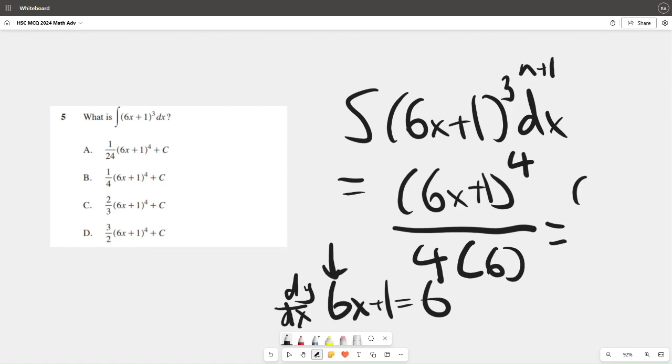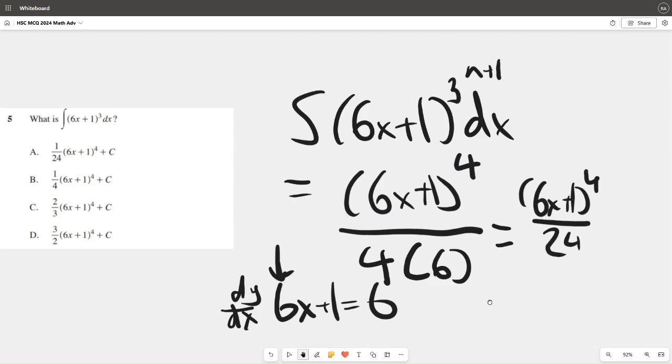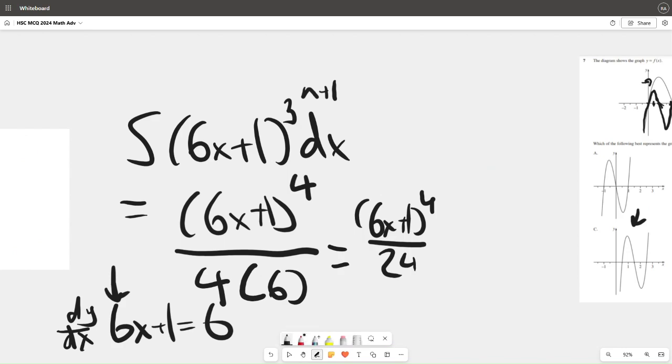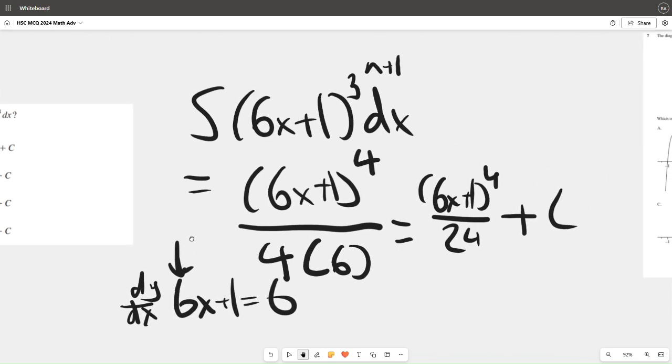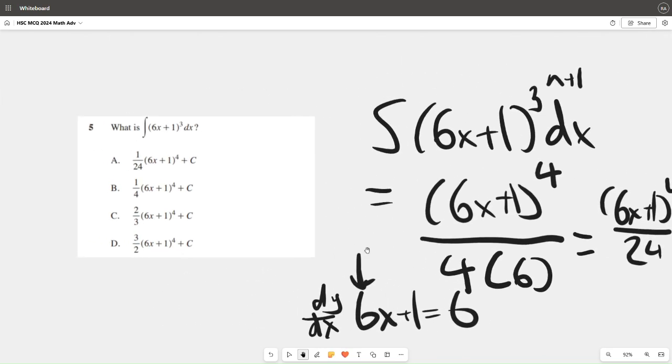So we are going to simplify this. 6x plus 1 to the power of 4 over 24. And then remember, we've of course got the plus c. And that one is going to be 1 over 24. So it's going to be A. It's going to be this one.